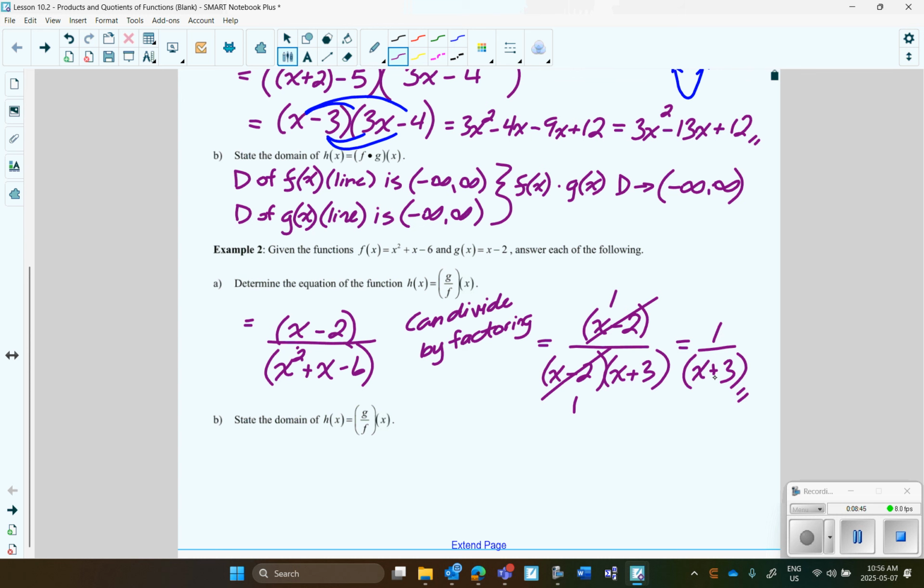This is a little different, the domain, because you can't use the same argument here with division. Because if this function doesn't have an x squared, it would be a line. This would be a parabola. Domain of a line is everything. Domain of a parabola is everything. So you would think that when we divide, it's everything. But it's not quite everything, because remember when we have fractions, there are some non-permissible values. There are some values that x can't be.